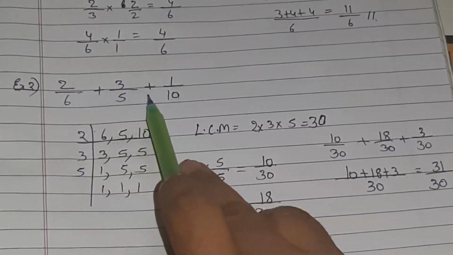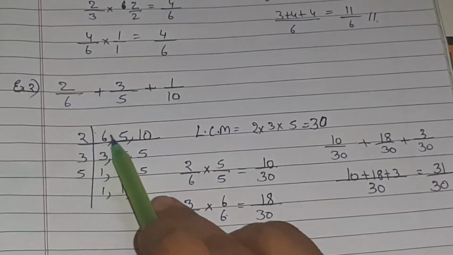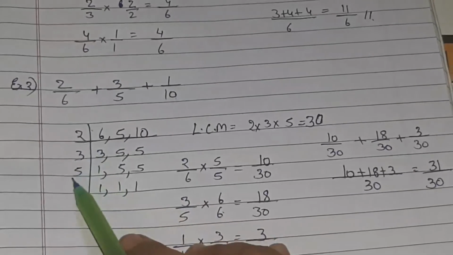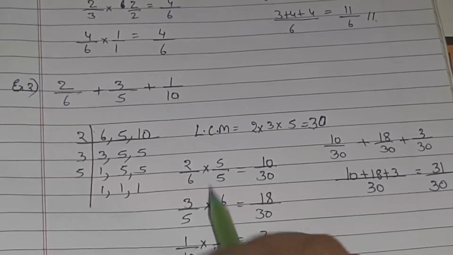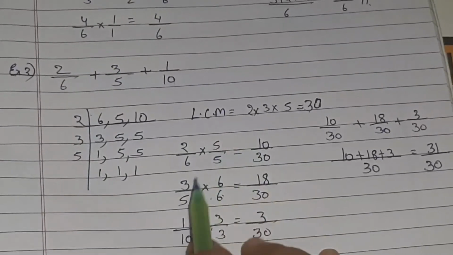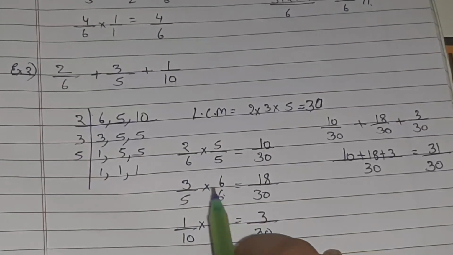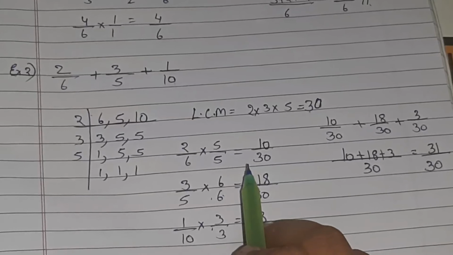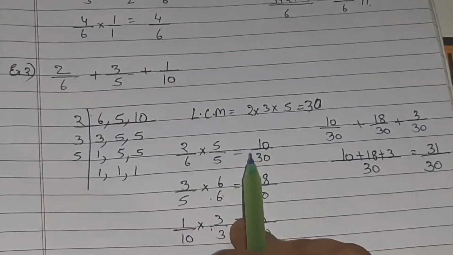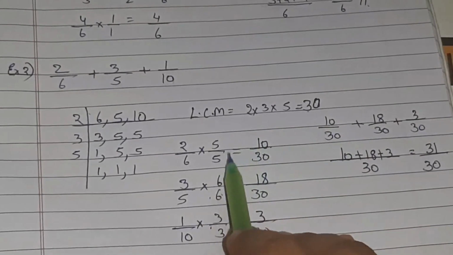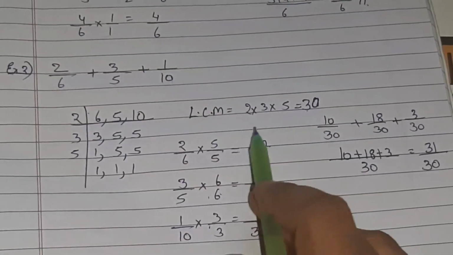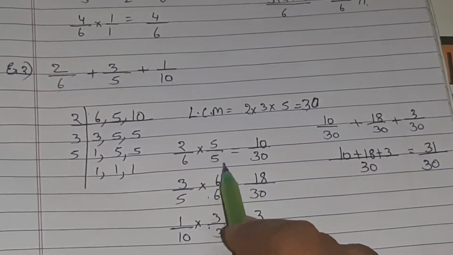Firstly we will take out the LCM of 6, 5 and 10. So what LCM we will get? 30. So again in the same process we will do this. I am not telling again and again because we have already done such questions. You will try, then only you will understand. If I explain and you also do it, then only it will mean that you are able to understand.